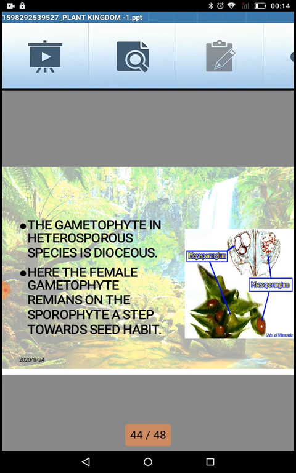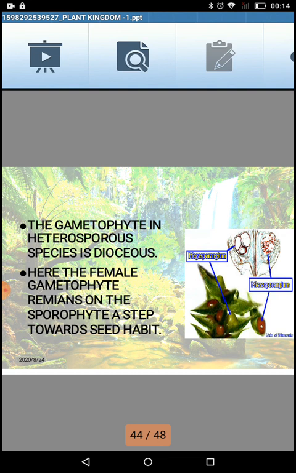Something similar at a very primitive level you can see in this case also, where the sporophyte will give rise to the gametophyte, but the gametophyte will not detach itself from the sporophyte. It will be present inside the sporophyte, and in the gametophyte the fertilization will take place, then the resultant zygote will be formed, and from there the spores will be formed, but all within the sporophyte.